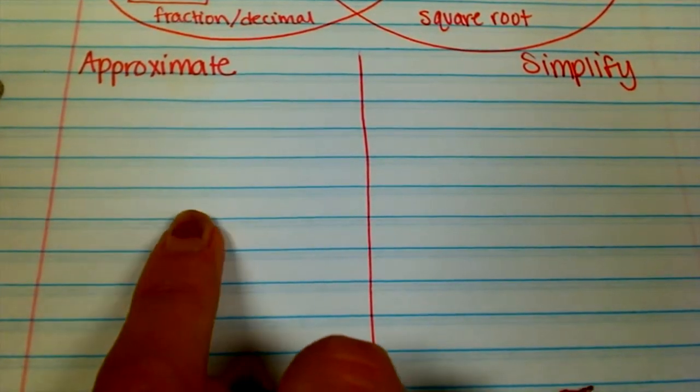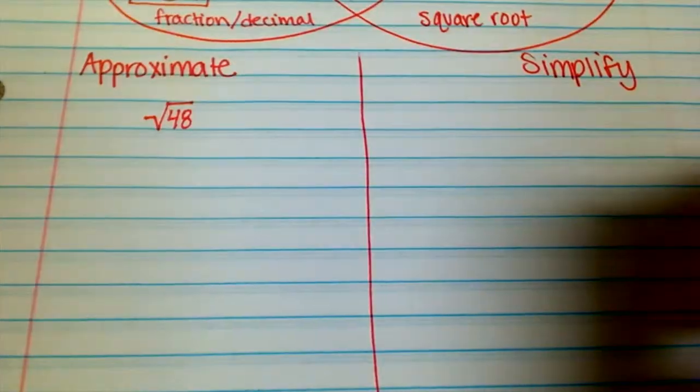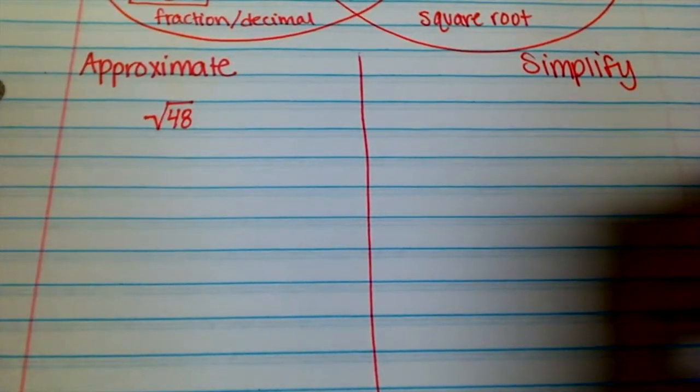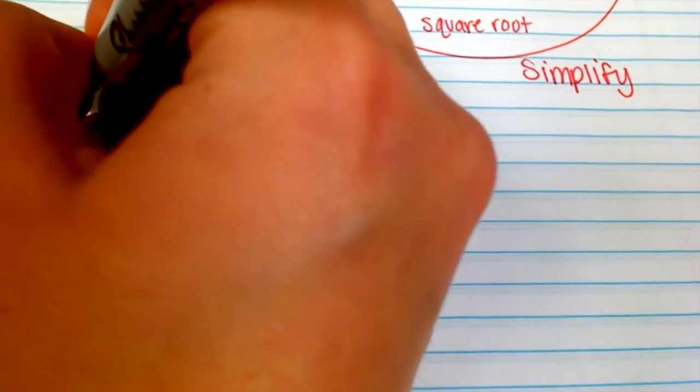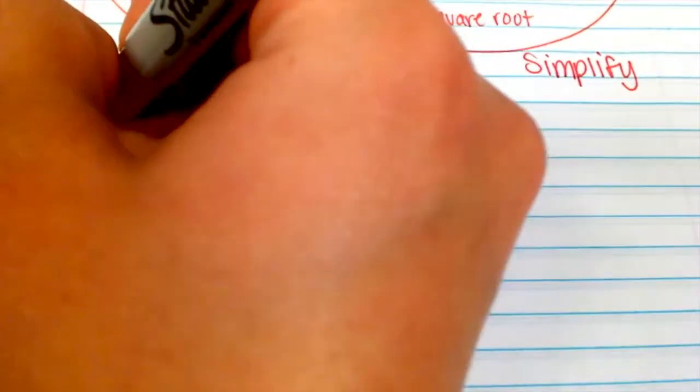All right, we're going to work with approximating first. So we're going to approximate the square root of 48. What is a perfect square that is less than the square root of 48? 36, absolutely. So we have the square root of 36. What is the square root of 36? 6. So we know that over here we're going to have 7.